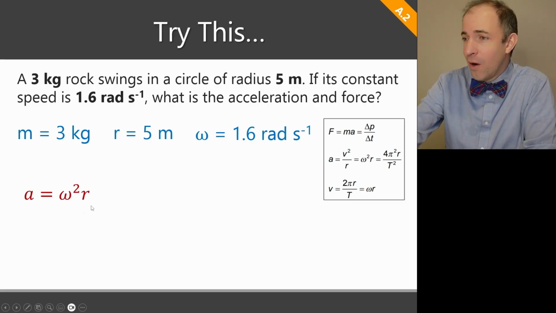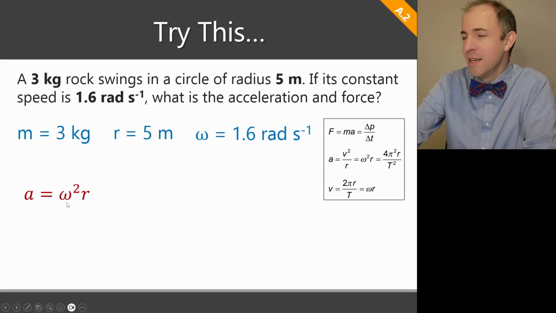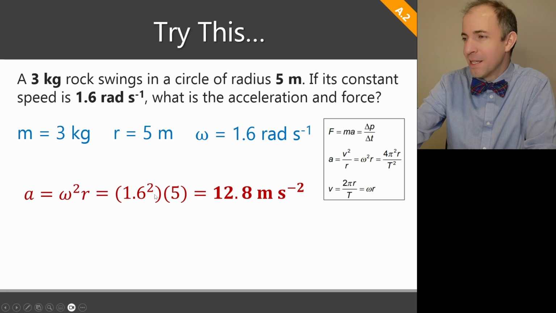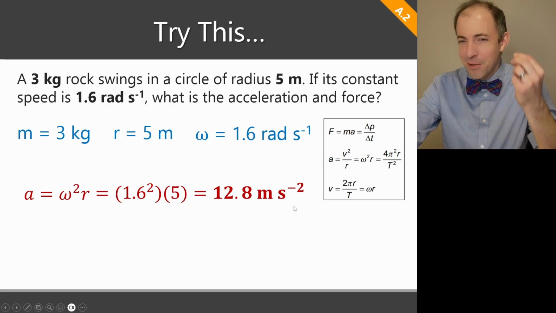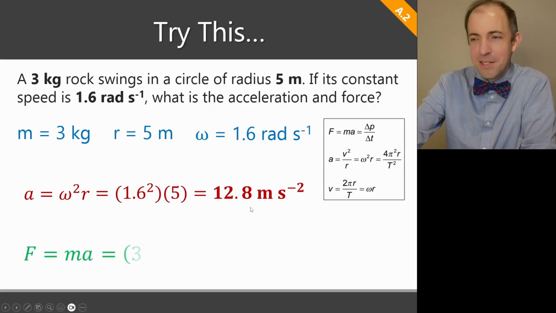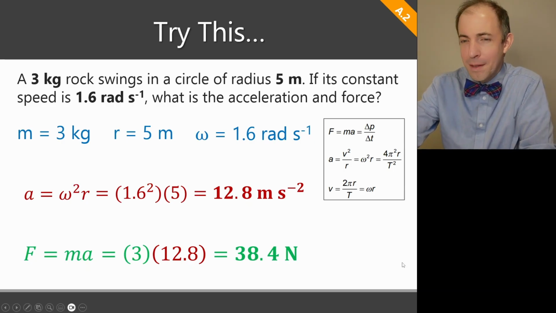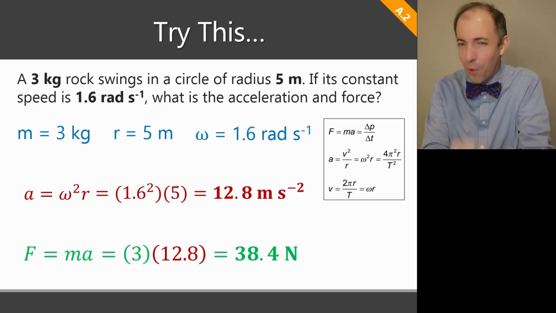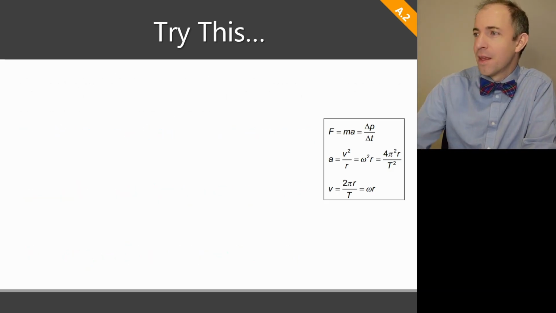Now, I know that I can use any of these 3 accelerations. I'm going to use the one that incorporates the things that I have. I know a radius and I know omega, which is the angular velocity. So angular velocity squared times r is 1.6 squared times 5, or 12.8 meters per second squared. If I know an acceleration, I can find a force. Force is just mass times acceleration. I know acceleration now. 3 times 12.8 is 38.4. So my way of getting to a force is first find the acceleration, multiply by the mass, and you'll have force. Let's do one more.